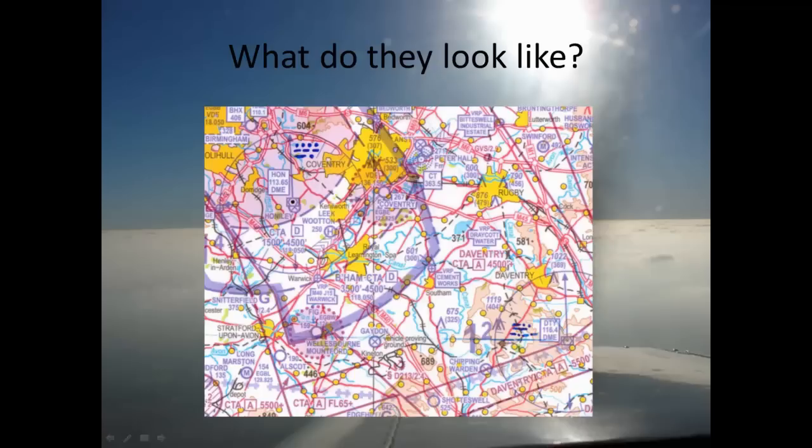You can see we've got Birmingham just up here. This pinkish area here is the southern part of the Birmingham control zone, and we've got Coventry there, Rugby and Daventry.